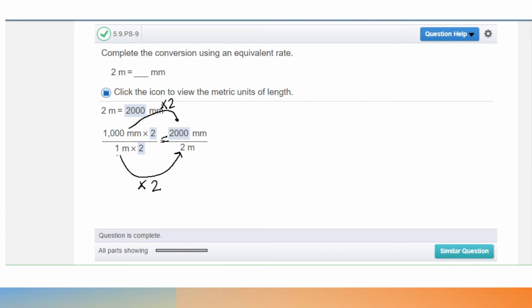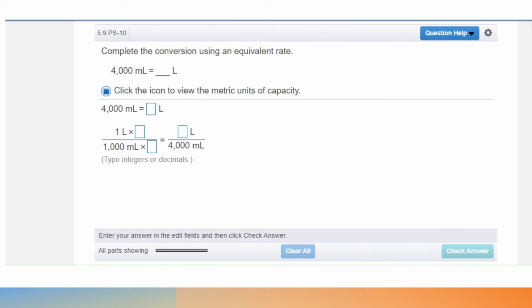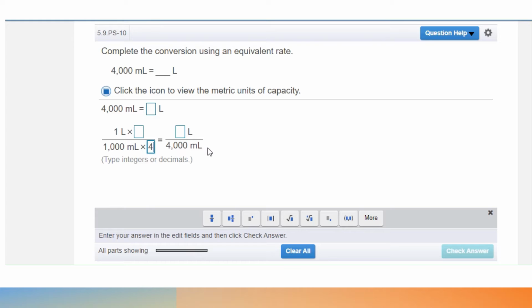Let's look at another one. That one was really easy. Here's another one right here. How do you start off with 1,000 milliliters and make it equivalent to, because that's what the equal sign means, 4,000 milliliters? 1,000 4 times will give you 4,000. So if you multiply the denominator by 4, you have to multiply the numerator by 4. 1 liter times 4 will give you 4. So that means 4,000 milliliters is equivalent to 4 liters.